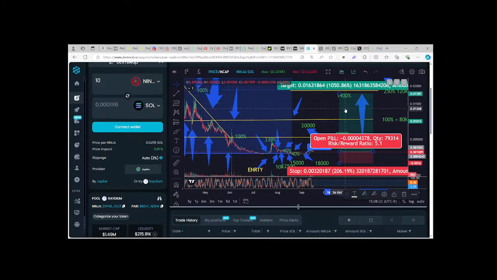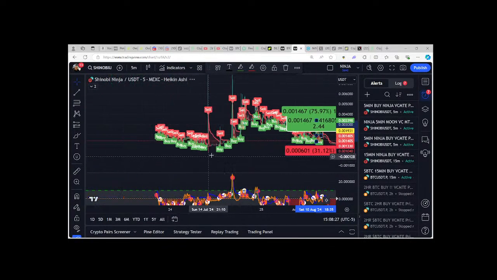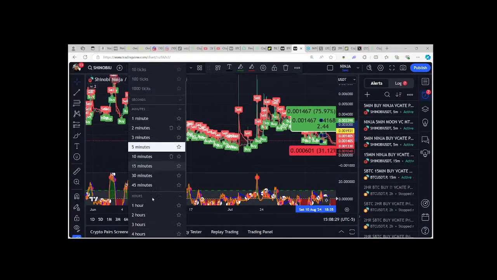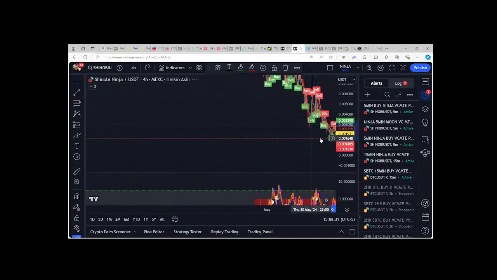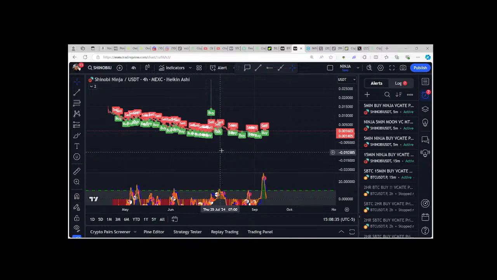Now, during this 1,000% gain, there are the opportunities for this coin, and I'll just show you here. I'm going to back this up to a 4-hour situation here, and I'm just going to show you the possibilities of what this could be here, right?